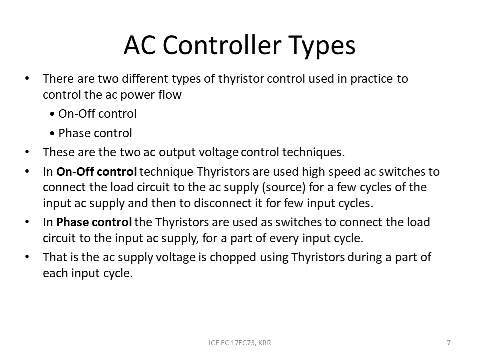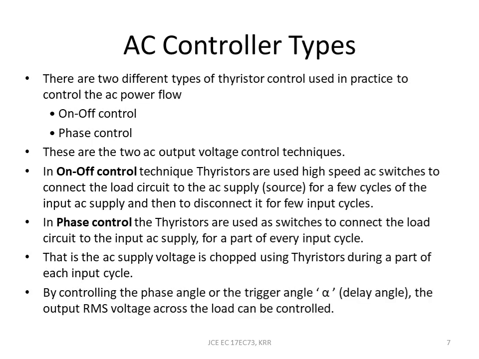That is, the AC supply voltage is chopped using thyristors during a part of each input cycle. By controlling the phase angle or the trigger angle alpha, that is the delay angle, the output RMS voltage across the load can be controlled.